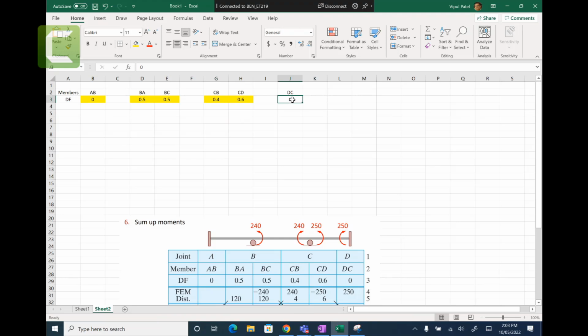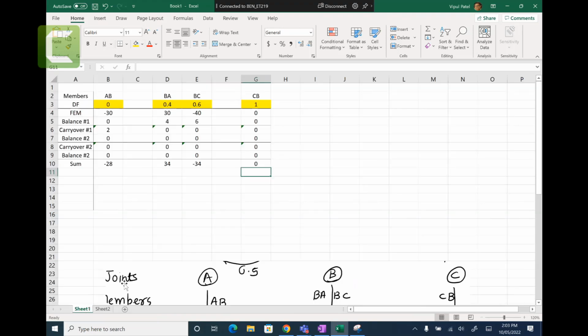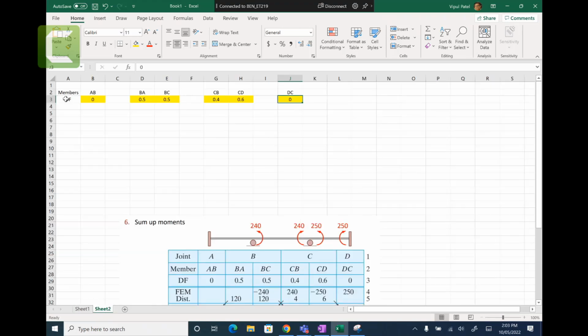You can refer to our last examples in this sheet. If you don't remember distribution factors, I encourage you to save this Excel file with you, in your USB or somewhere in storage. If you forget how to do it, you have a copy in your systems, so if you want to refer back, you can go and check it. Distribution factors done, then you do the fixed end moments.